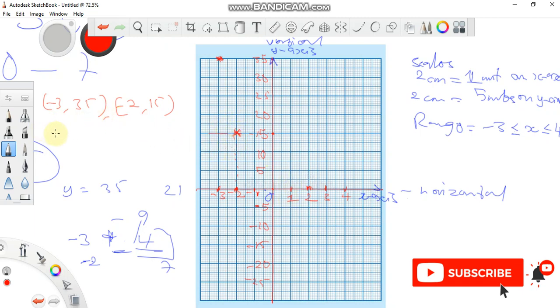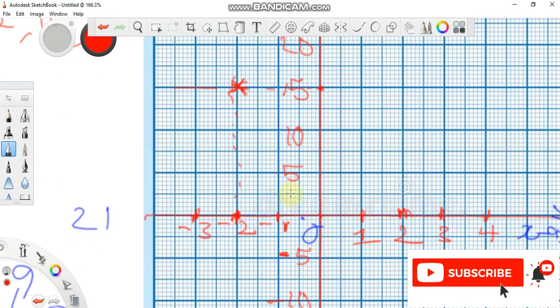And the third set of coordinates is minus 1 and 1. So when x is minus 1, y is 1. Now here is the tricky bit. When you are dealing with these coordinates, if we say 2 centimeters is equal to, say, 5 units, let me just pause and zoom in a little. Okay, we've zoomed in to see what's happening here.